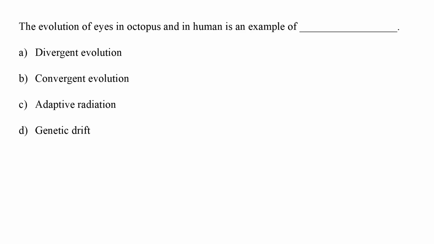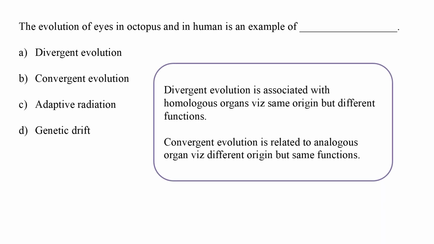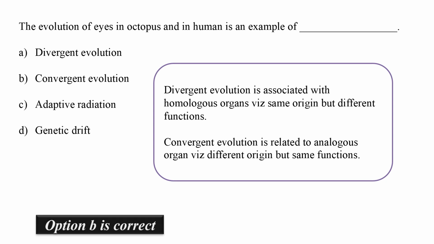The evolution of eyes in octopus and in human is an example of. Now, divergent evolution is associated with homologous organs that have the same origin but different functions, while convergent evolution is related to analogous organs that have different origin but same function. Because in this case, we are talking about eyes that have the same function, right? So it is an example of convergent evolution. So option B will be correct.